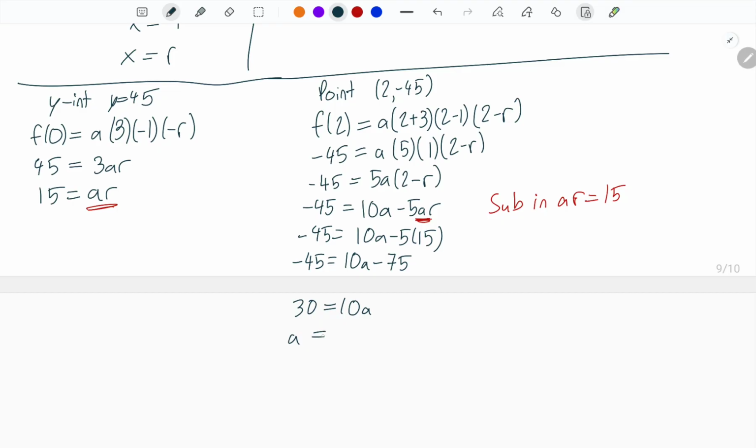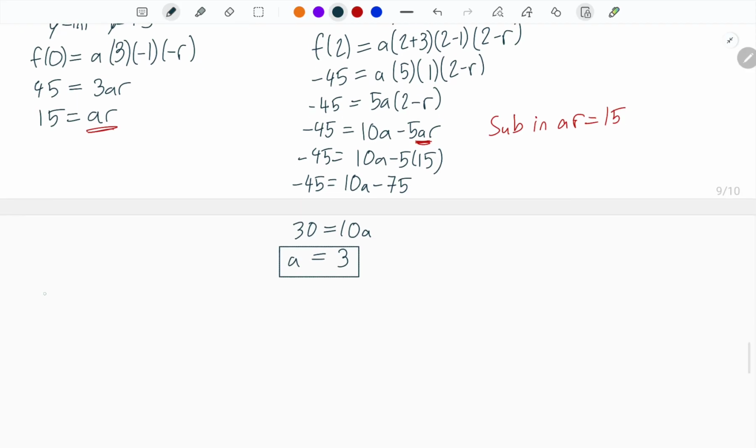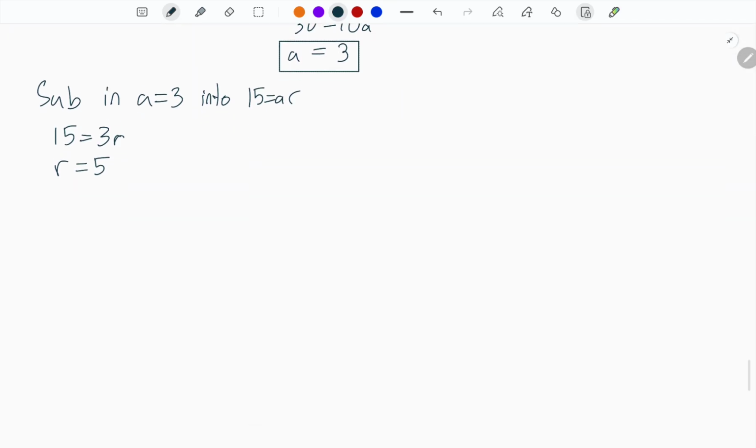Divide by 10, 30 divided by 10 is 3. So a is equal to 3. There's the first answer we want. And now we can sub in a equals 3 into 15 equal to ar. And so 15 is equal to 3 times r. We'll divide by 3, and so r must be 5.